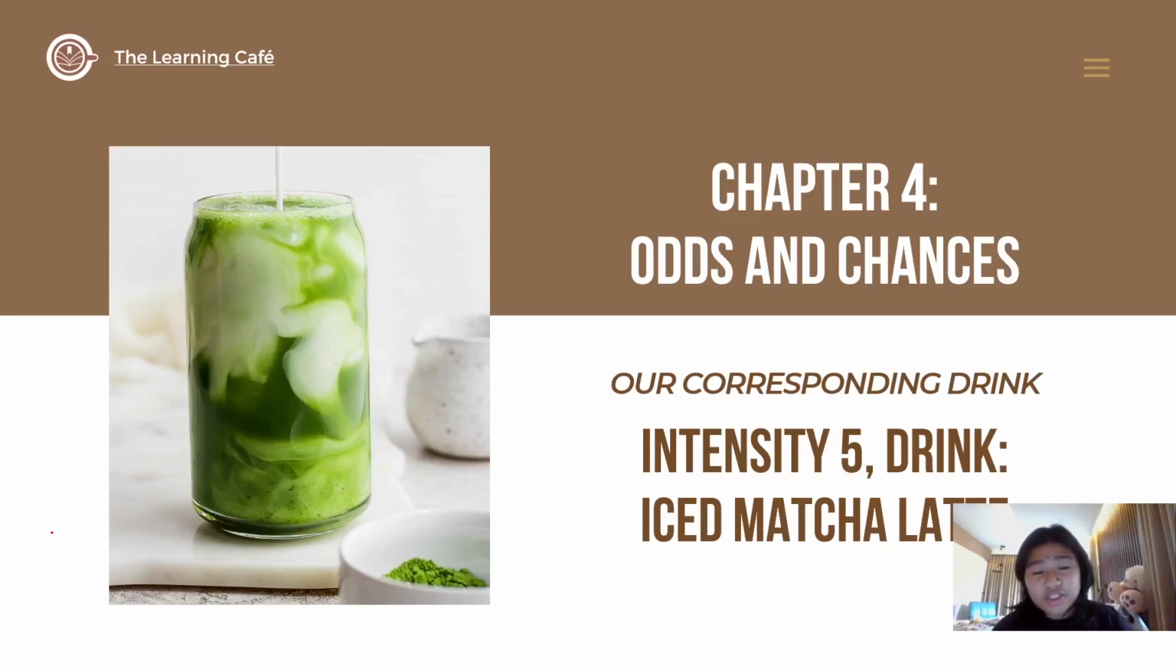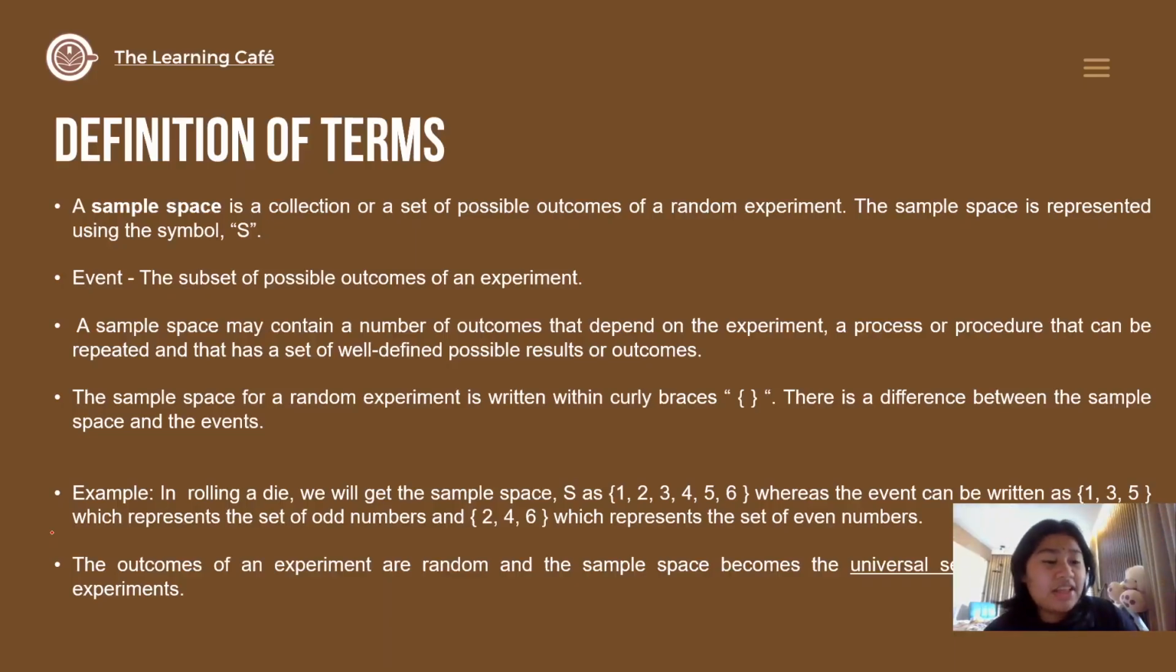Now, whilst you're enjoying your drink, let me tell you all about odds and chances. First off, let me tell you about sample space, event, and experiment. A sample space is a collection or a set of possible outcomes of a random experiment. Sample space is represented using the symbol S. Event is a subset of possible outcomes of an experiment. A sample space will contain a number of outcomes that depend on the experiment, which is a process or procedure that can be repeated and that has a set of well-defined possible results or outcomes.